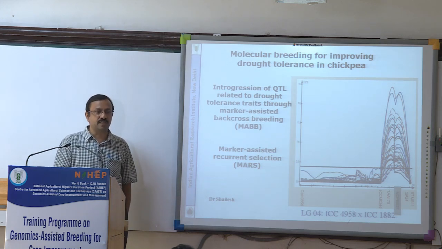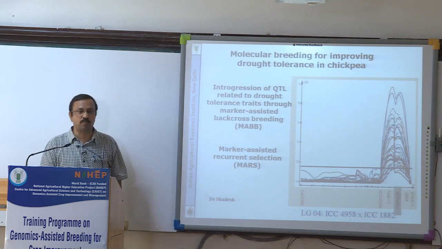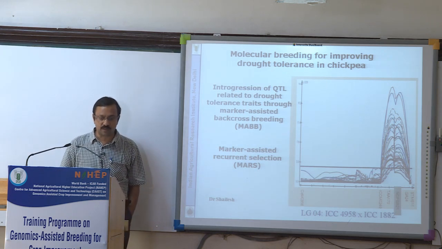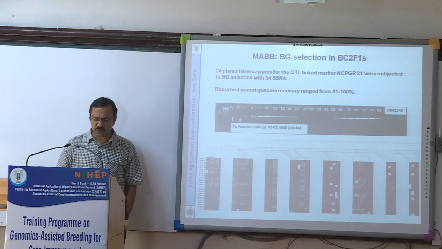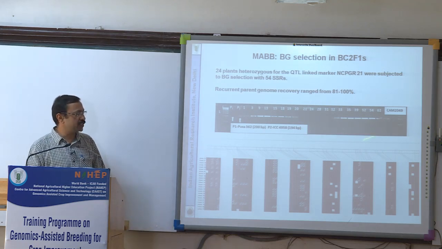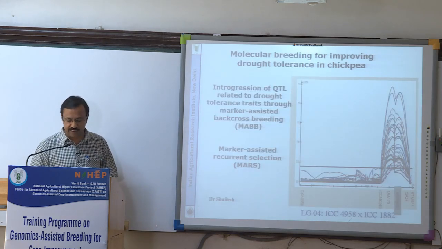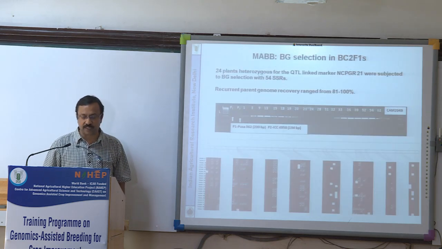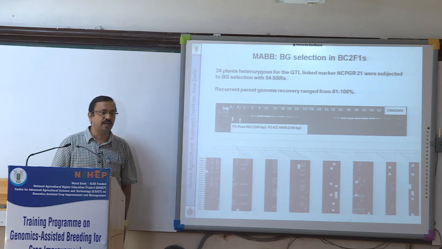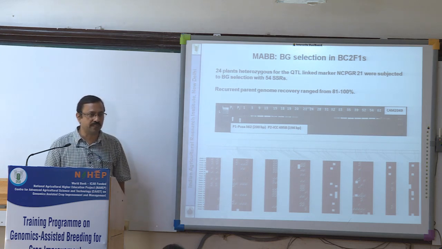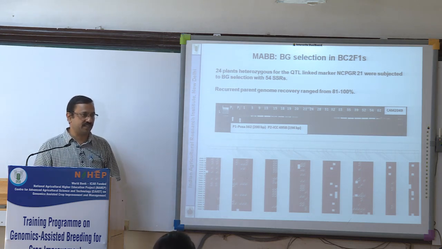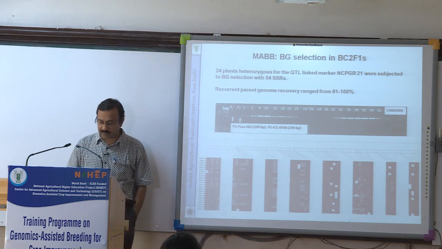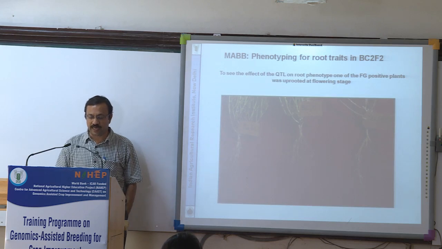We have again worked, and then we became only the second crop after pearl millet to establish a TILLING library in the case of chickpea. So what we started is using these markers, particularly NCPGR21 or NC21, which was linked to this particular root volume and root depth under terminal stress conditions. And then we started using these as foreground and the other markers as background, and then we could develop.